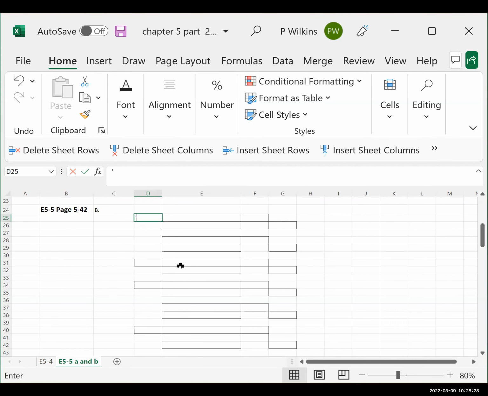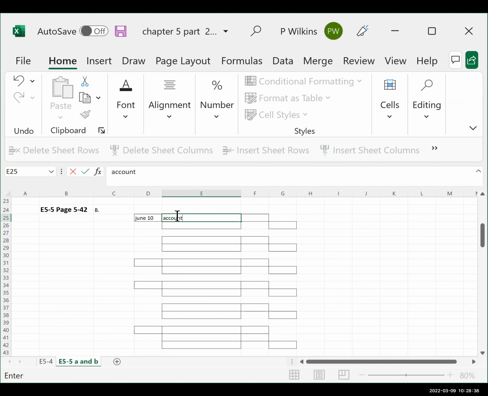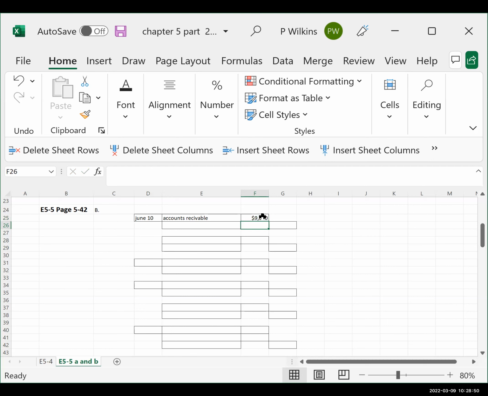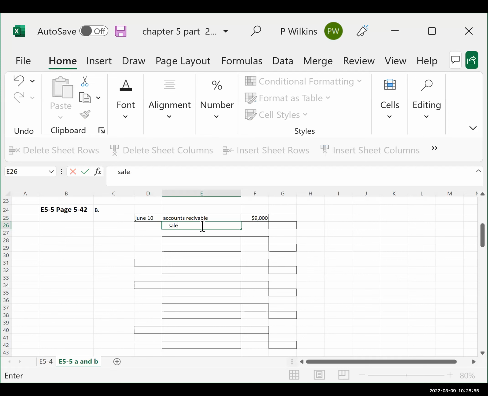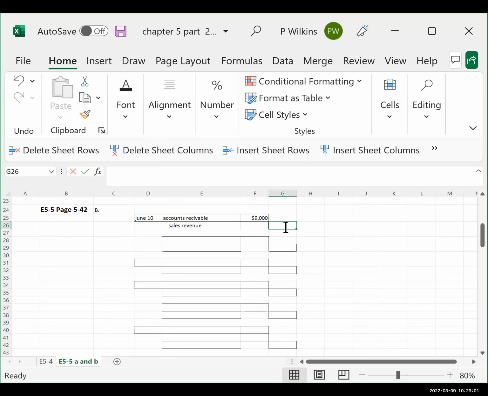Okay, so the date is June 10th. Right? And we are first going to be debiting accounts receivable for the amount that we are selling the items to the customer for. And so that was for $9,000. Okay. Right. And then we are going to be crediting sales revenue, $9,000. That's the first part of the entry. That's for the amount that we sold it for.